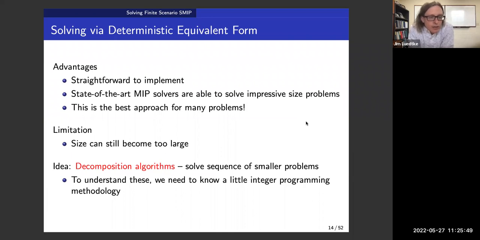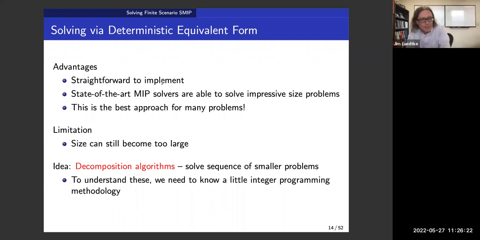And the advantage of that is it's straightforward to implement, right? If I can model the deterministic version of my problem, I can certainly model the stochastic version once I have those scenarios. And the second thing is that the state-of-the-art MIP solvers are just getting better and better at solving very large problems. And as they continue to get better, this approach is just going to get better as well. And so in many problems, as long as the problem size just isn't too big, it often is the best approach.